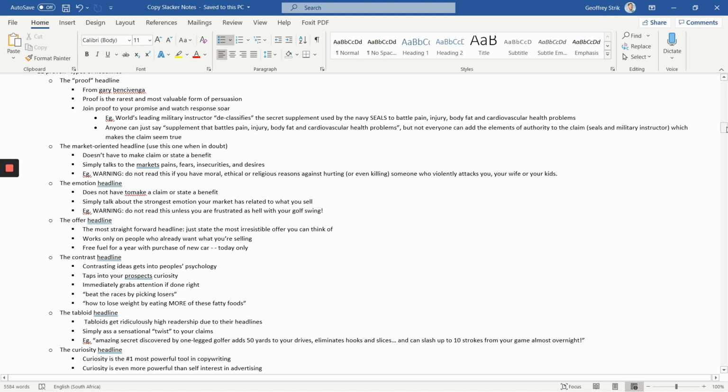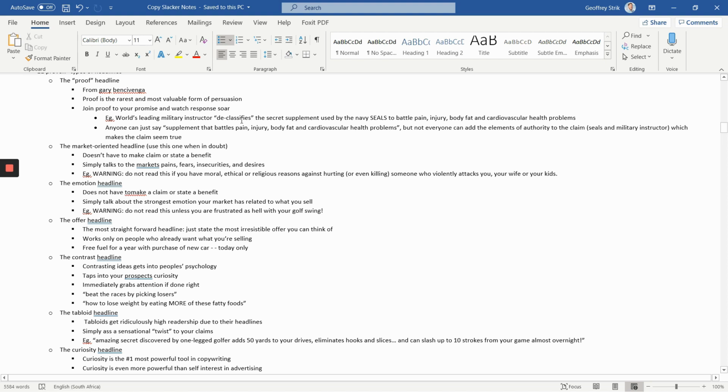The proof headline, this is from Gary Halbert, the most well-known, famous, and some say best copywriter in the world. Proof is the rarest form of persuasion. When you can provide proof to anybody in your headline, they tend to believe your claims more. So join proof to your promise and watch response soar. E.g., world's leading military instructor declassifies the secret supplement used by Navy SEALs to battle injury, body fat, and cardiovascular health problems.